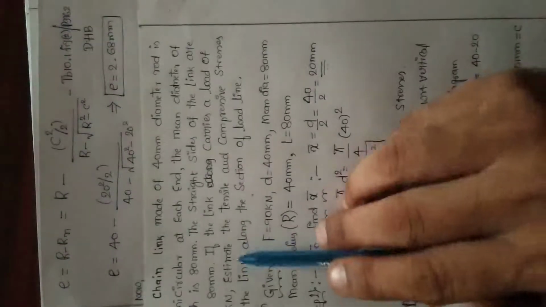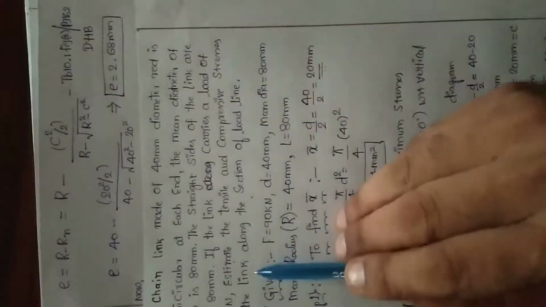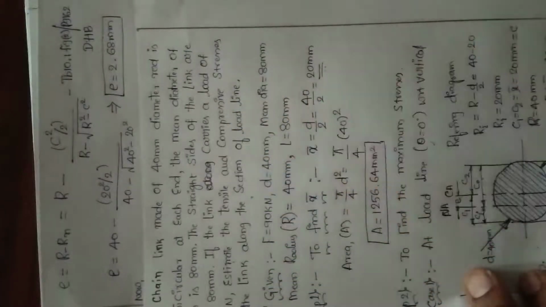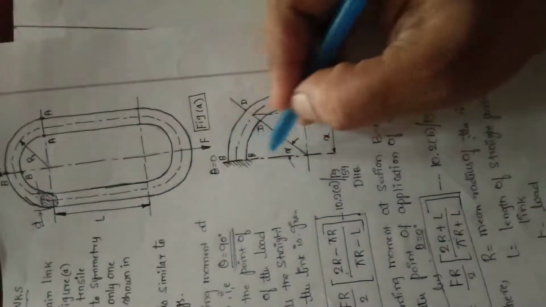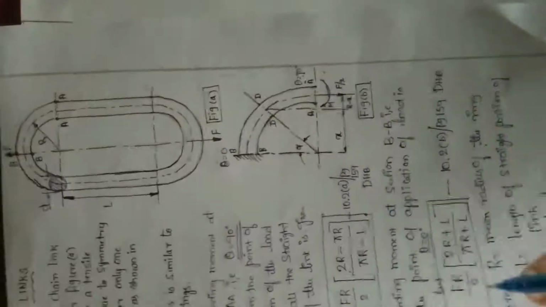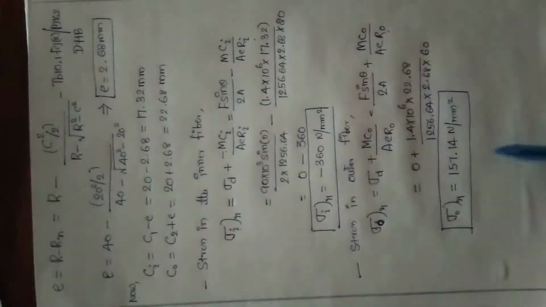Fine. So the given data is what? Estimate the tensile and compression stresses in the link along the section of load. So here we have found along the section of load, along the section, this is the section, the theta is 0. That is what we have found, isn't it? Along the section of load, this is the compression, this is the tension.